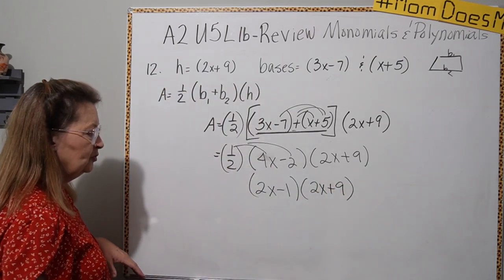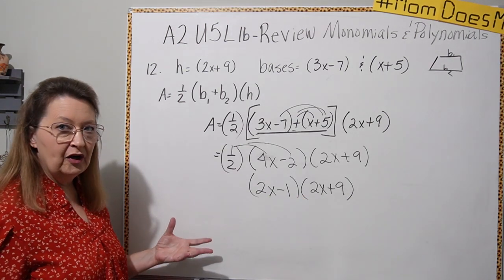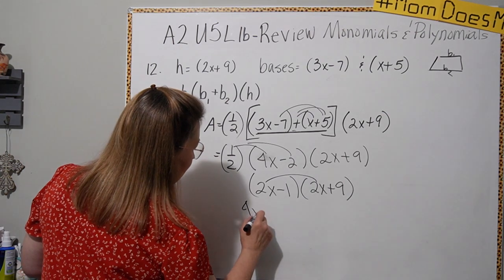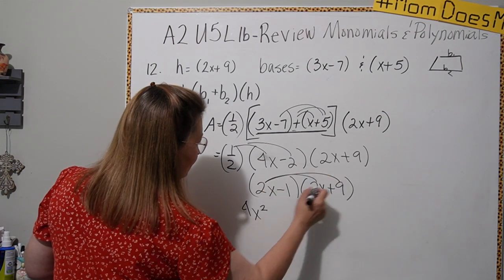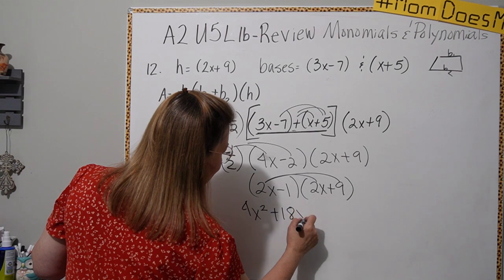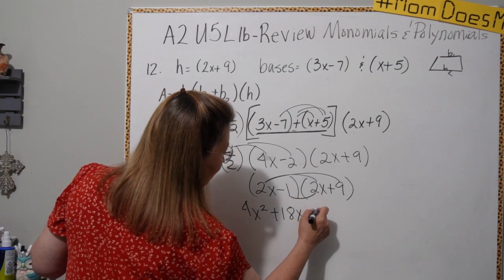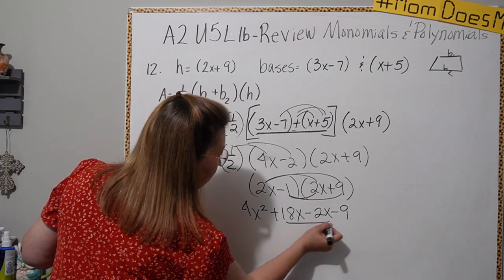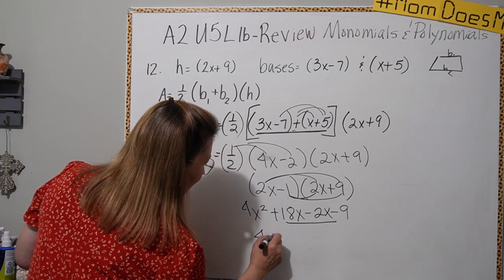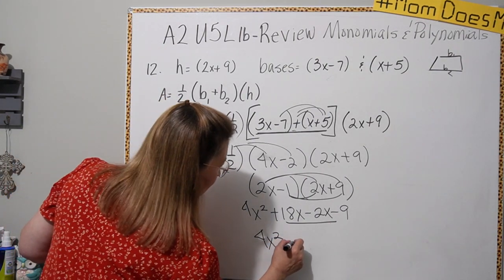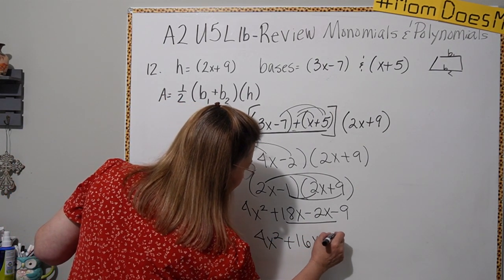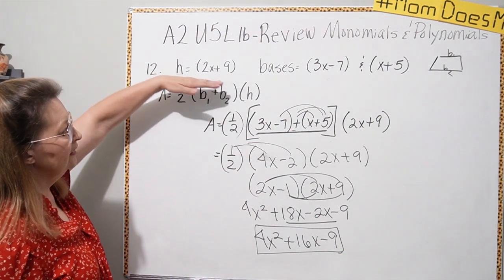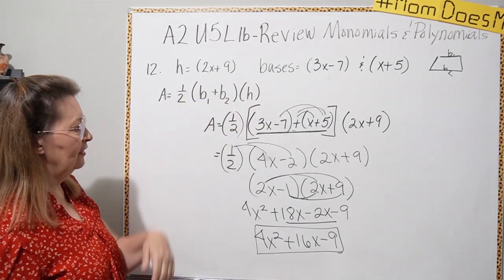Okay, much more manageable now. I'm just going to multiply these two binomials together and add matching terms. So 2x times 2x is 4x to the 2nd, and 2x times 9 is plus 18x. Minus 1 times 2x is minus 2x, and minus 1 times 9 is minus 9. Combine these two terms and that will leave me with an answer of 4x to the second plus 16x minus 9. And that is the expression for the area of a trapezoid with the given information.